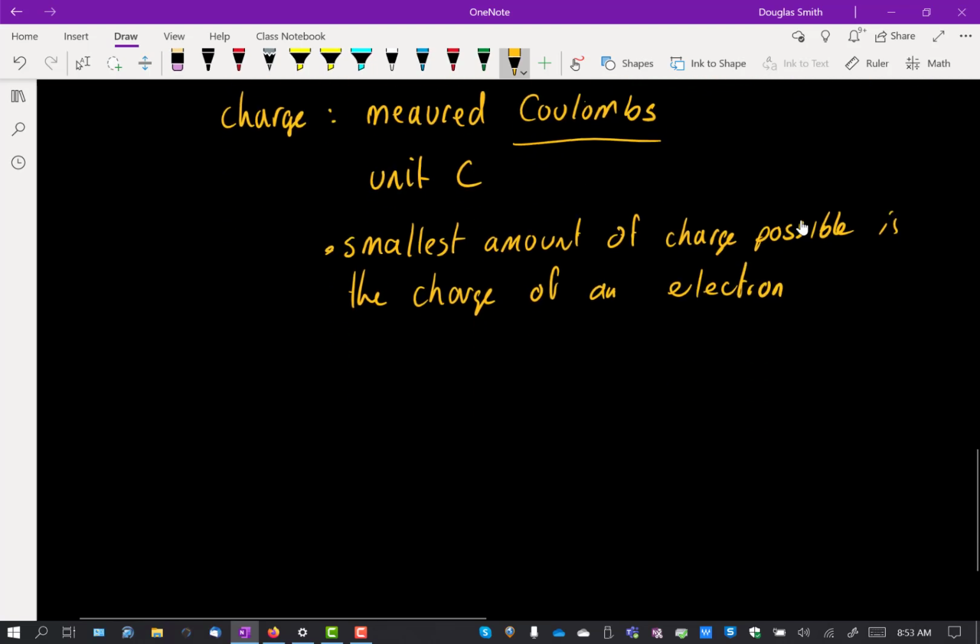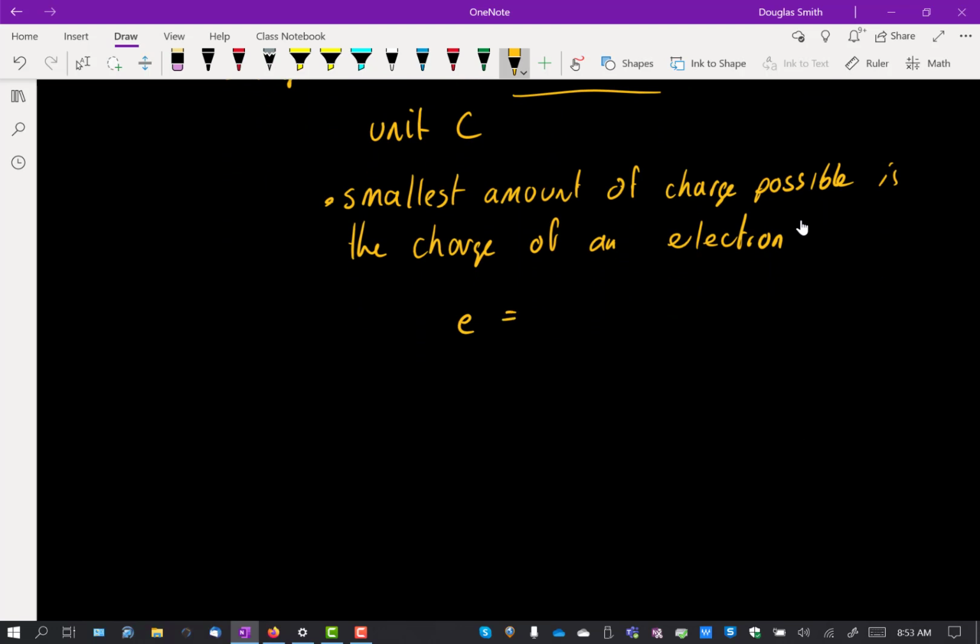So electrons have a charge of 1.6 times 10 to the negative 19 coulombs. So that's the smallest amount of charge you can possibly get. You cannot get 1.2 times 10 to the negative 19 coulombs. Impossible. Electrons are elementary particles. As far as we know, they don't split up into anything smaller than an electron. A proton can split into quarks, or atoms can split into protons and neutrons, but electrons themselves cannot, as far as we know, split into anything smaller.